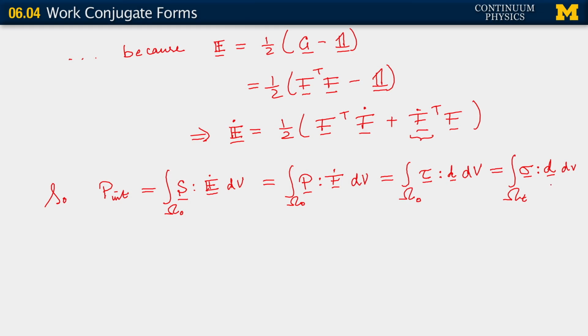So we title this segment work conjugate forms. What we mean by work conjugacy is this idea that each stress tensor acts upon a certain rate of deformation tensor, as in these cases, or upon a certain strain rate, as in this case, or in this case upon the rate of the deformation gradient. And all of these give us essentially the same expression for work when integrated over the entire body.